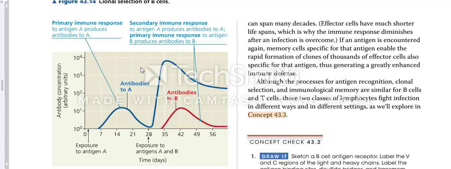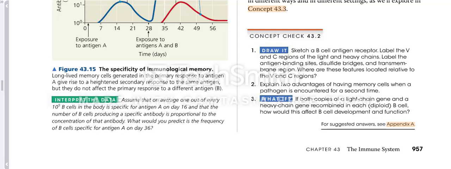You're infected for a lot shorter, and here you're reintroduced to A and introduced to a new antigen B. And with antigen B, you don't produce any antibodies at first. There has to be differentiation and proliferation, and then you get a primary immune response to B. So that is all for section 2.